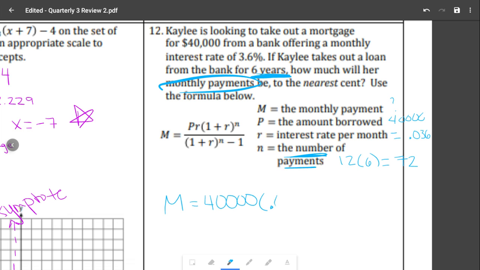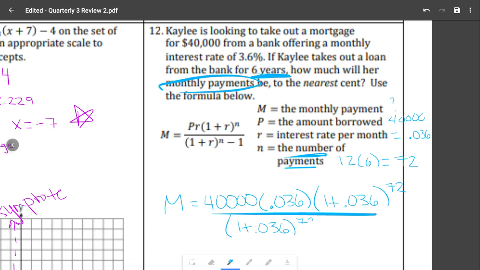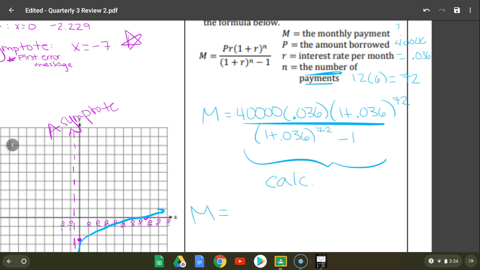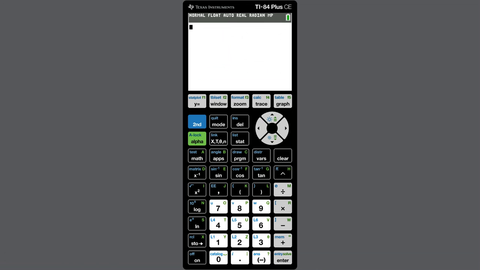So plugging all of this straight into the formula that is given, make sure that you plug it all in carefully. All you need to do here is type this straight into your calculator. And like I mentioned on a previous question, I would be using that fraction button. Alpha y equals choice 1. You can type in exactly what we had on the page.